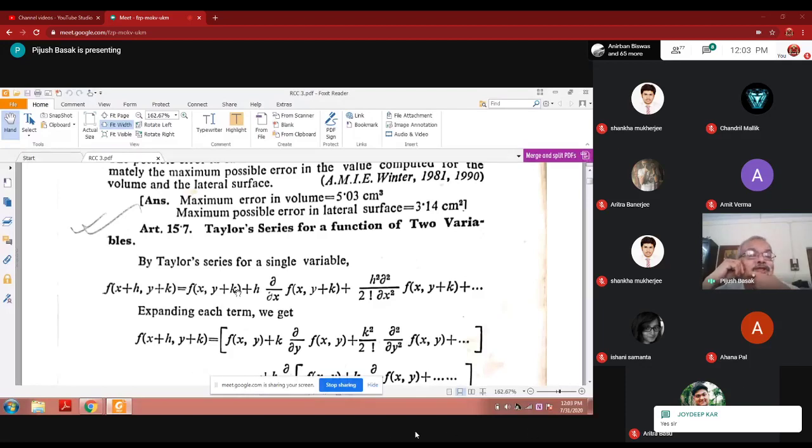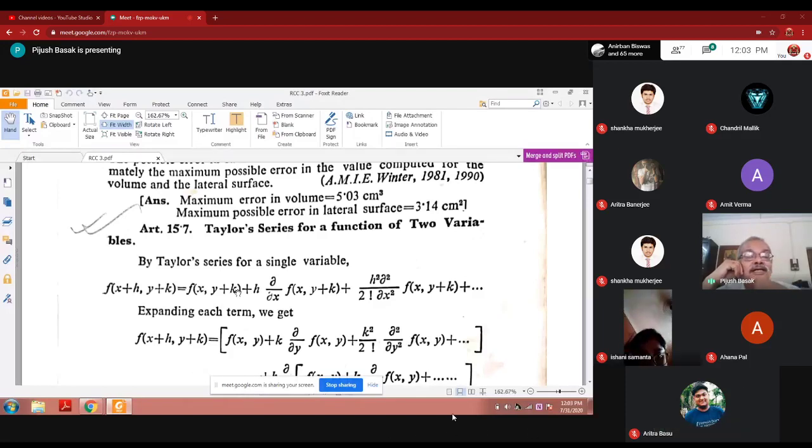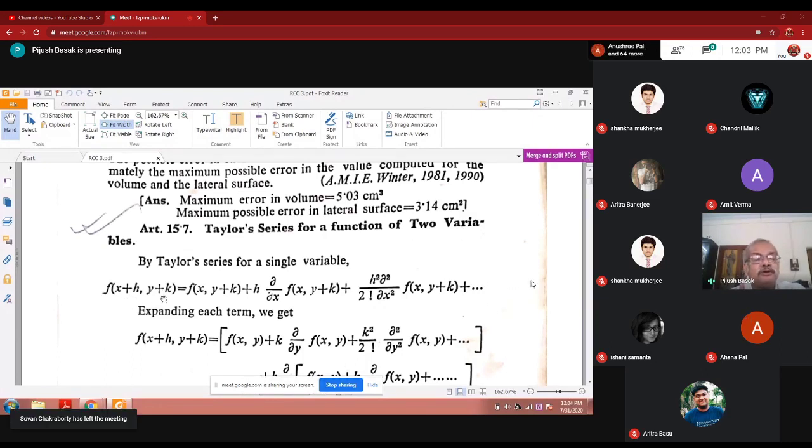Series of function of one variable. Now you see the Taylor series expansion for two variables, one by one. What shall I do? First, we consider the Taylor series expansion with respect to x. So y plus k will remain as a constant element. So f(x plus h, y plus k) will be constant.